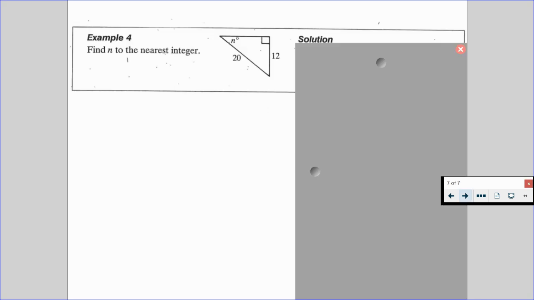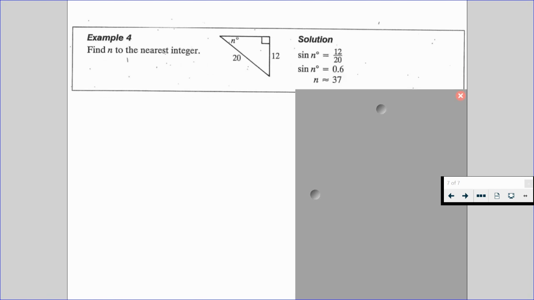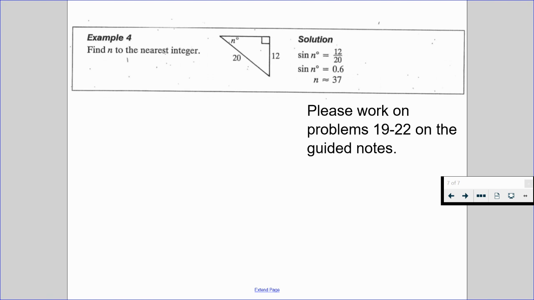Example number 4, we are asked to find n to the nearest integer. So our solution here, looking at what we have, an opposite value of 12, and we have a hypotenuse value of 20. So we would say that sine of n is going to be equal to 12 over 20. So sine of n is equal to 0.6, which means if we look in our table, it's going to be approximately 37. We're going to be talking about other ways to go about finding these values soon using inverse functions, but for right now, this is the way that we are going to be practicing it. With this in mind, please work on problems 19 through 22 on the guided notes.